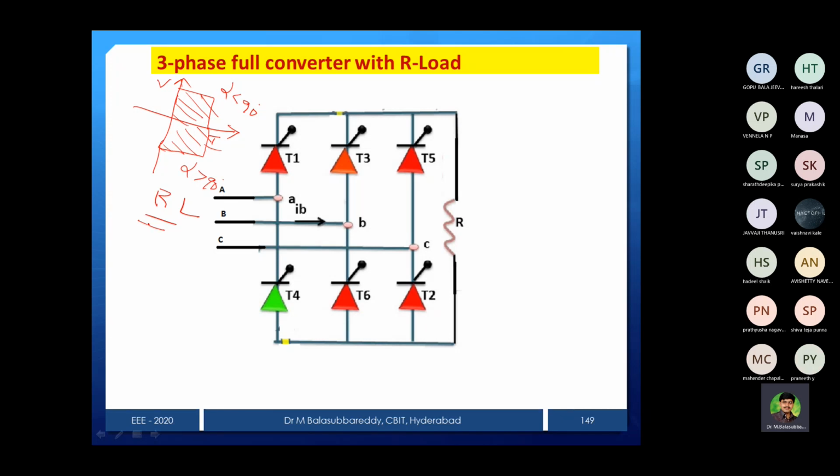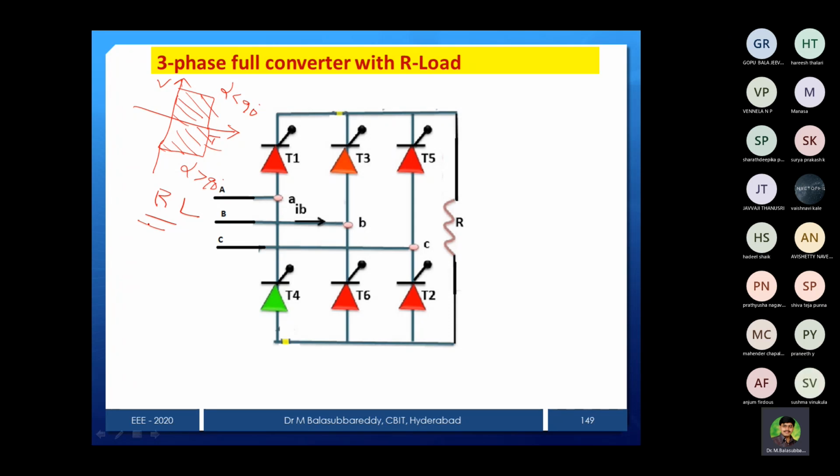RL load case, some energy is stored in the inductor, and that energy is going to be dissipated. So that is the reason it can conduct after pi. That's why you'll get a negative voltage. So these are the two things.